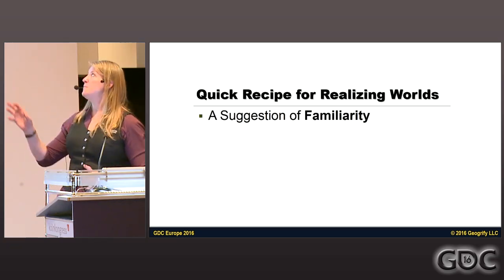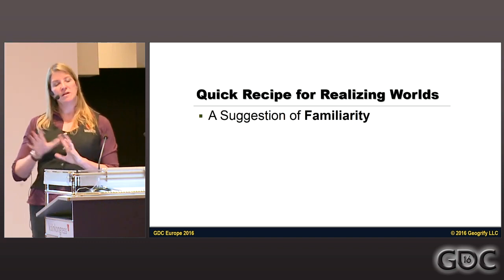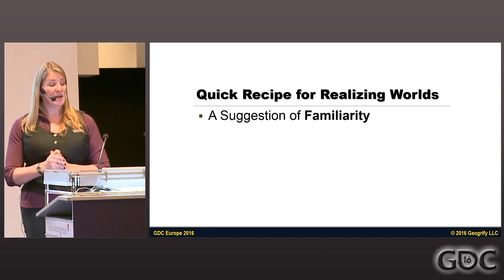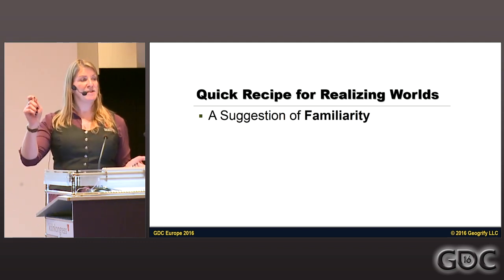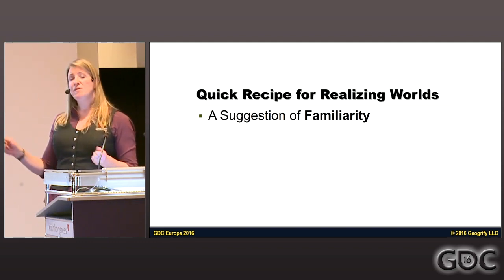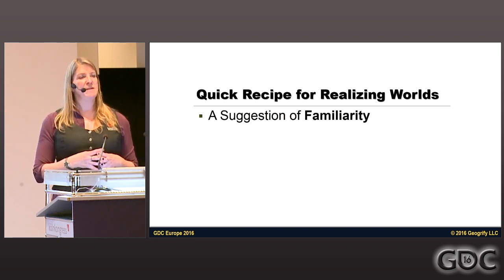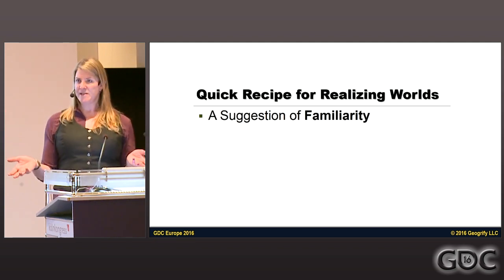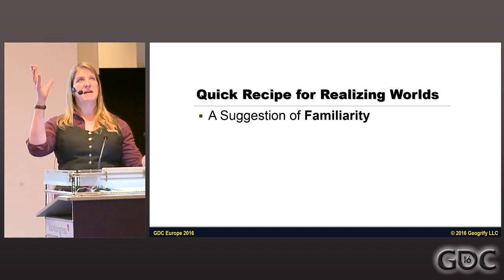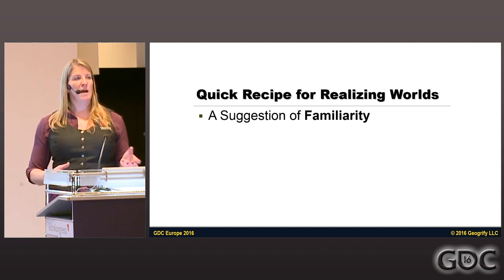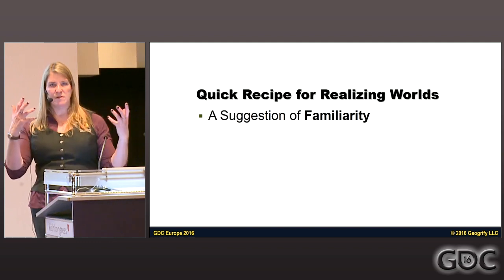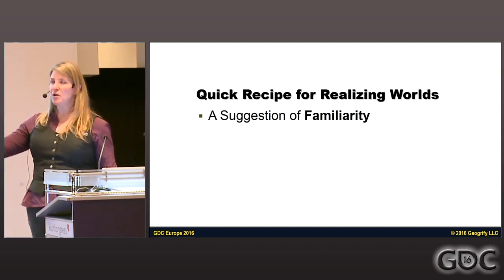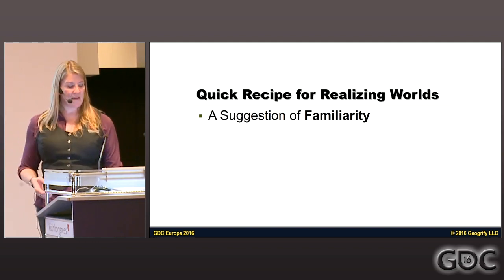So there's a quick recipe for realizing worlds. We're going to talk in some detail about some of these, and I'm presenting this like a recipe. First you start with a suggestion of familiarity. Going back to Tolkien's map as an example, his map looks like it could be something real. It's not completely fantastical like Dr. Seuss. It looks like something that could be familiar to us because we're used to seeing maps that are drawn like that, or we're used to seeing mountain ranges like that.